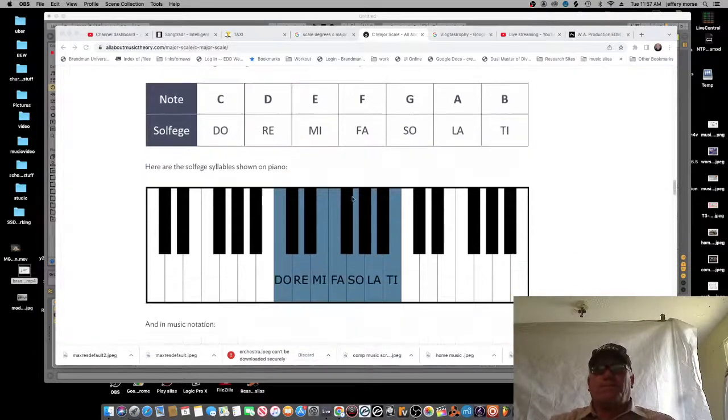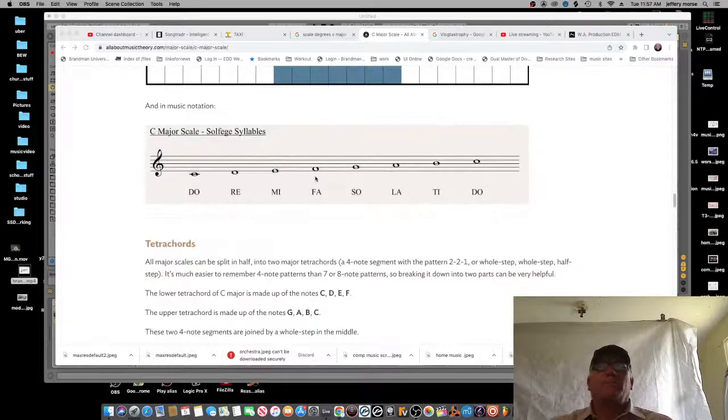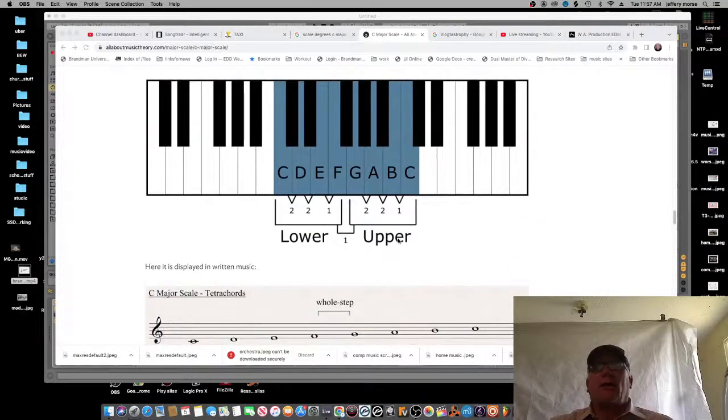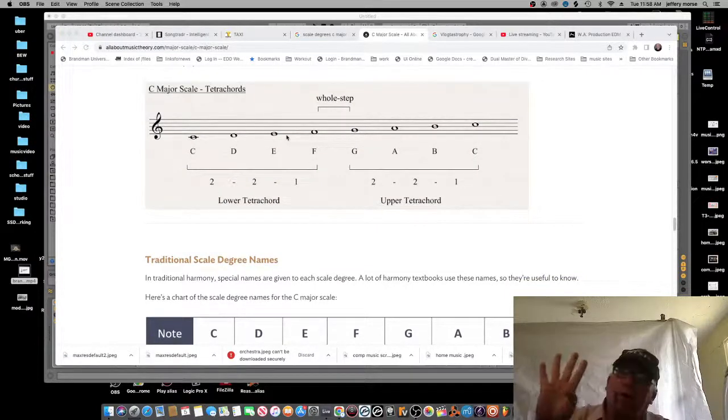These are important. All right, so here they are. Do, re, mi, fa, sol, la, ti, do. Do would be right here. And as we go, now we're looking at upper and lower ranges and tetrachords. Tetra stands for 4. So 4 would be what? There's the lower. There's the upper.